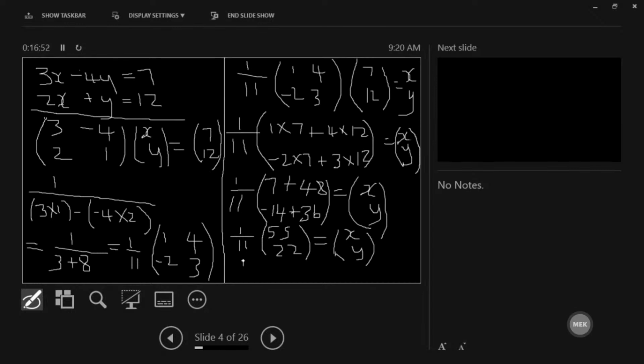So x equals, so 1 over 11 times 55. 11 into 55 goes 5. And 11 into 22 goes 2. So x is 5 and y is 2.